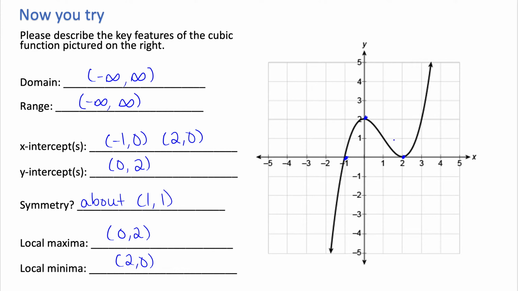It'll be symmetric with respect to the point (1, 1), right? Because you can see that point is halfway between this local maximum and this local minimum that we have. It has a local minimum at (2, 0) and a local maximum at (0, 2), or we could say that it has a maximum value of 2 at x equals 0, and it has a local minimum of 0 at x equals 2.